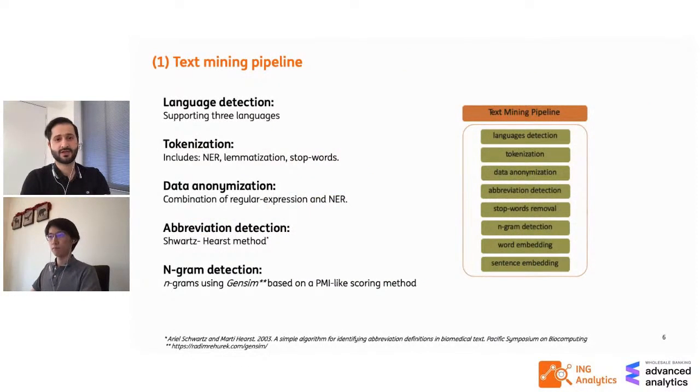So, how does our text mining pipeline work? As you see, it consists of several stages. At the first stage, we detect the languages, and our current search engine supports three languages. It can be easily scaled up to different languages, either by creating a separate pipeline or by translating them to English using some offline translators.